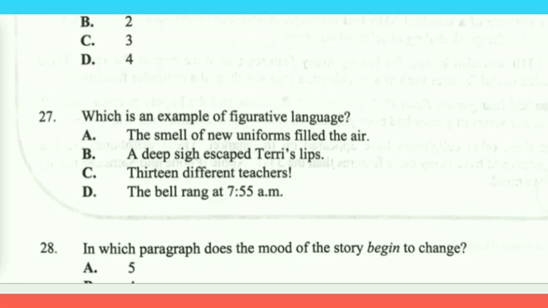Alright, so figurative. A says the smell of new uniforms filled the air. Can that be the case? Can you smell it? Yeah. I am thinking it's between A and B. B says a deep sigh escaped Terry's lips. Now, that's like giving life, escaping as in life, to the sigh. So, I'm thinking it is B. I'm going to take B as the figurative.